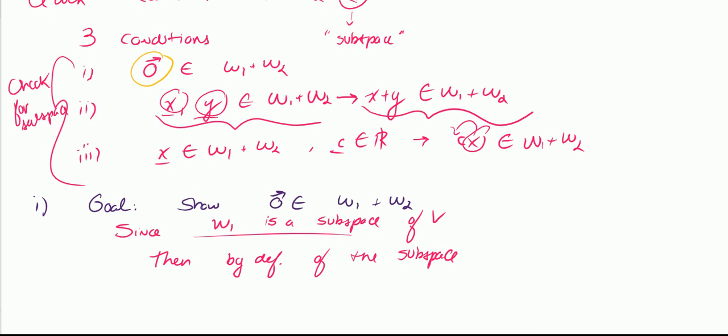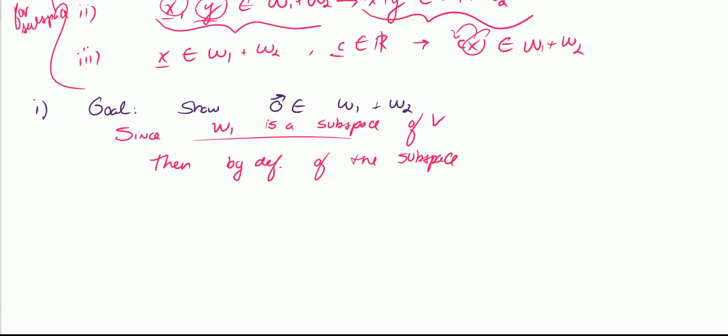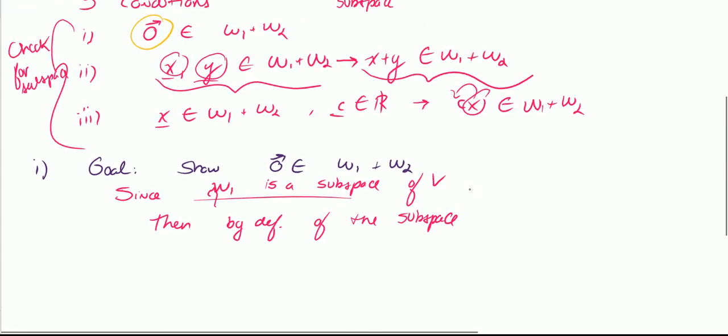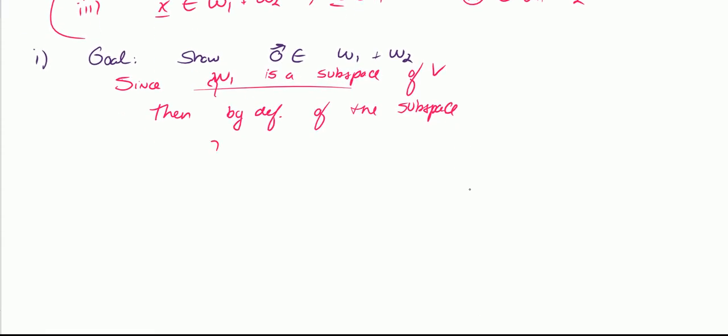So by definition of a subspace, the zero vector will belong to W1. So this is just by definition. I'm just stating this because I'm given something in my assumption, in my question, and I'm given that W1 is a subspace. So because W1 is a subspace, I can automatically conclude that the zero vector belongs to W1.